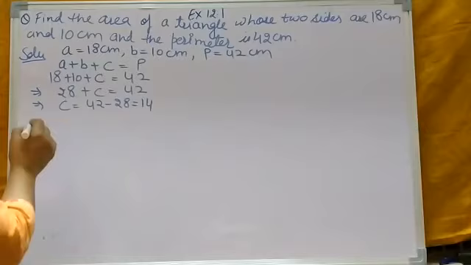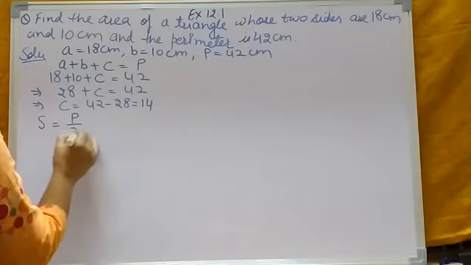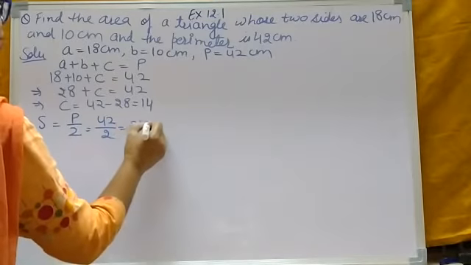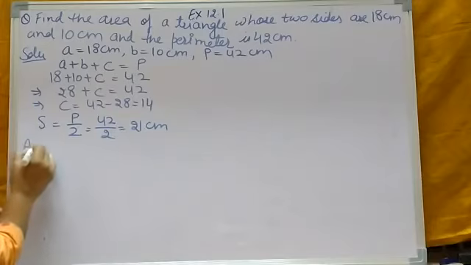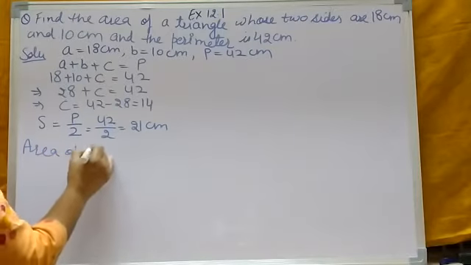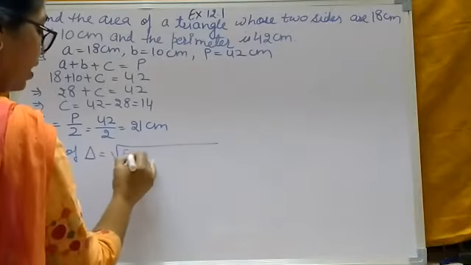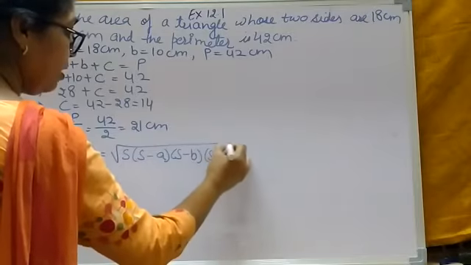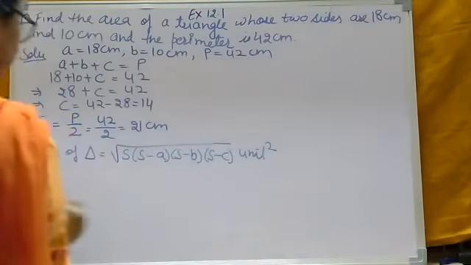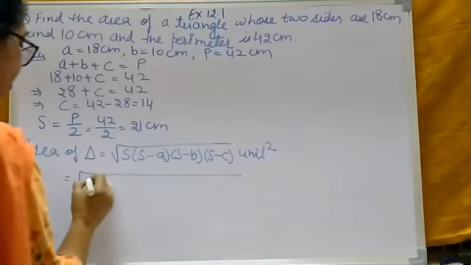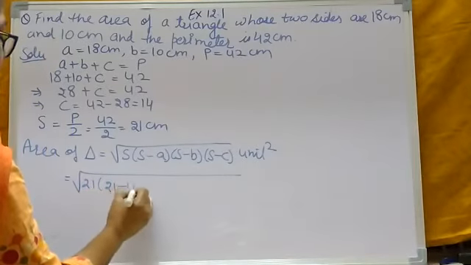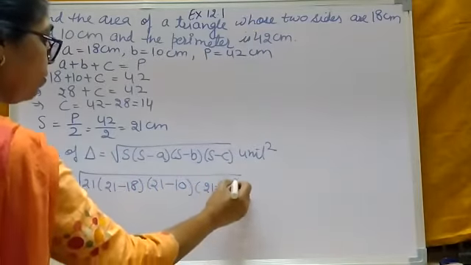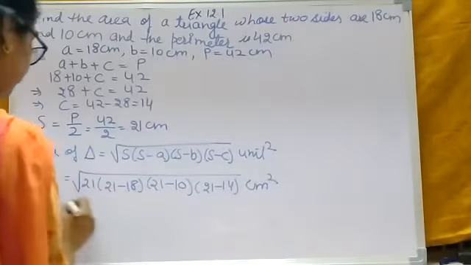Next we find s. s is equal to p upon 2. Perimeter is 42. 42 upon 2 is equal to 21 centimeter. Area of a triangle is equal to square root of s(s minus a)(s minus b)(s minus c) unit square. 21 into (21 minus 18), (21 minus 10), (21 minus 14) centimeter square.